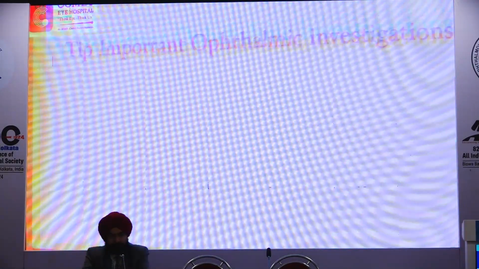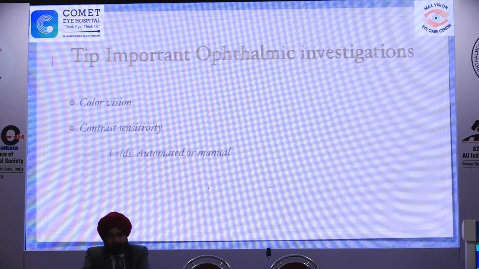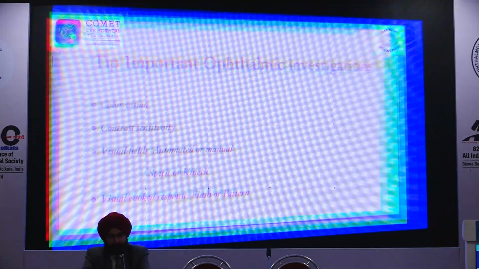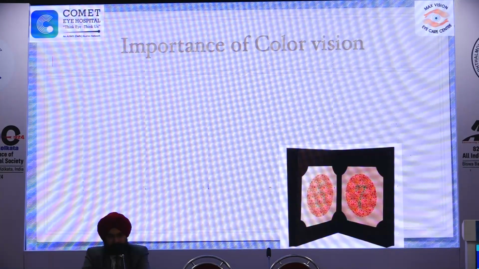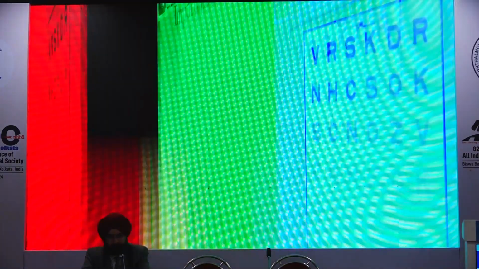Check the ophthalmic investigations like color vision, contrast, visual fields, and visual evoked responses or other tests which can be done for these patients in terms of optic nerve function. Check color vision because it may be impaired in optic nerve disorders, especially red-green. The macular disorders will have blue-yellow dysfunction. Optic neuritis can have red desaturation. So formal testing should be done with the help of Ishihara charts or any other forms of color vision testing.